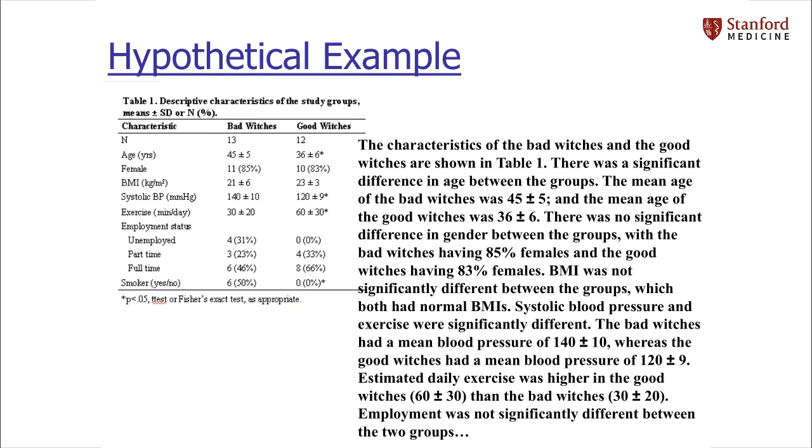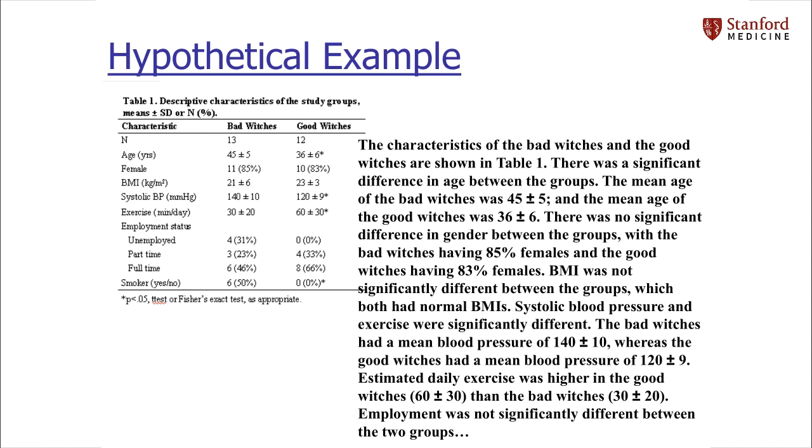Now here's an example of what not to do. I'm going to go back to the hypothetical example that I had on bad witches and good witches. The bad witches, remember, were older, less healthy, they exercise less, and so on. I've presented the table that I showed in Module 1 with our hypothetical data alongside a mock results section that is similar to what I see from a lot of students.